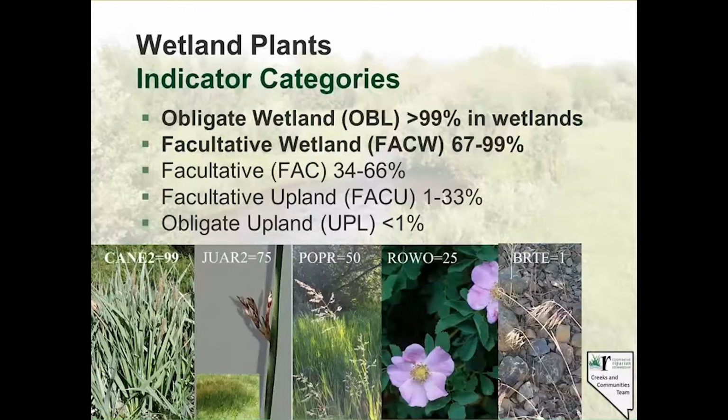So there you see some examples. We have Nebraska sedge going from top to bottom on the wetland rating. Juncus arcticus, also called Juncus balticus or Baltic rush. Kentucky bluegrass is that facultative right in the middle. Woods rose, facultative upland, and of course cheatgrass is just an example of the upland species, obligate upland.